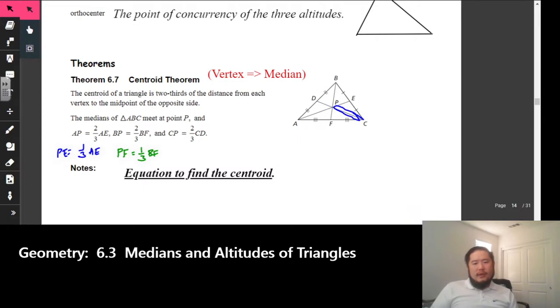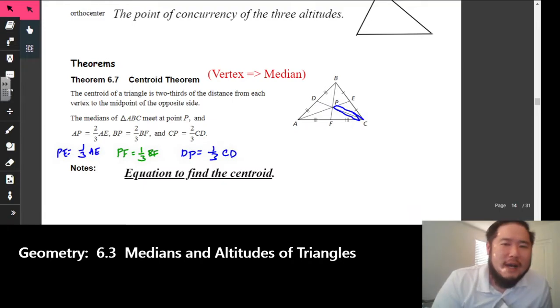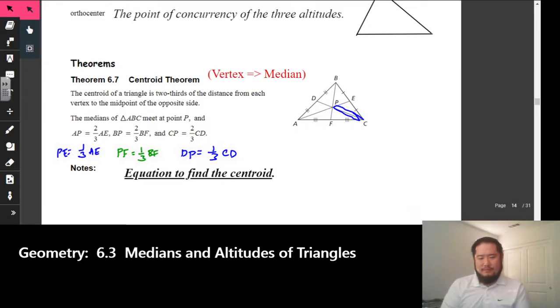And what we could also find right here is D to P, and that's equal to 1/3 of CD. So either they tell you one of the segments right here in the centroid, either the 1/3 or the 2/3 part. You're going to have to figure that out by visually looking at the problem and then plug it into one of those equations to find the missing segment.